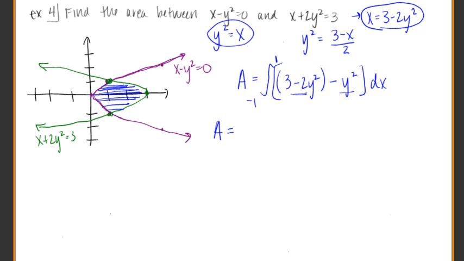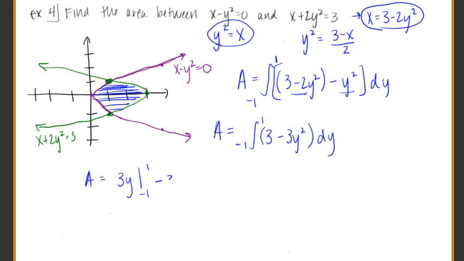So area is going to equal the integral from -1 to 1 of 3 minus 3y squared, making sure I get it right this time. And this time it's actually going to be dy, because the variables we have in there are y variables. Let's break this up. The integral of 3 is just 3y evaluated from -1 to 1, minus 3 times y cubed over 3 evaluated from -1 to 1, or 3y from -1 to 1 minus y cubed from -1 to 1.